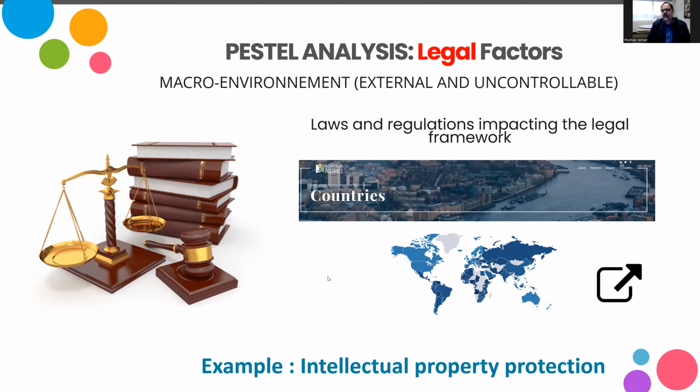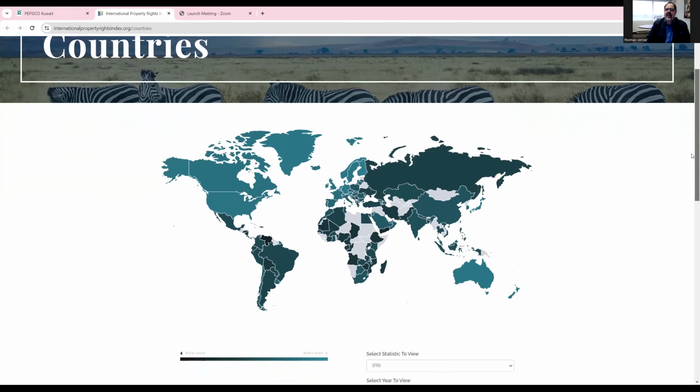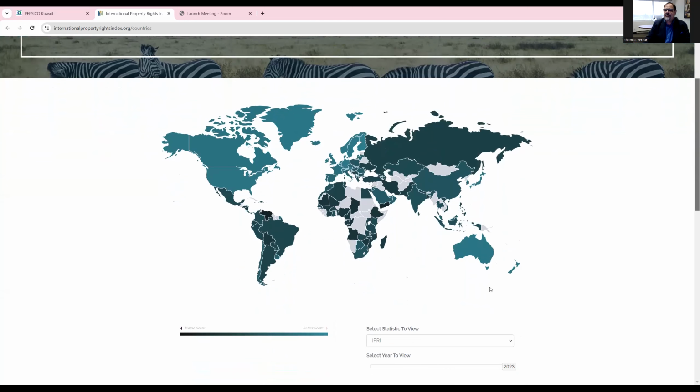So let me stop sharing, and I'm going to share this link with you. You're going to see it's kind of an interactive map. Let me just stop sharing that for one quick second, and let me open up this map here. There we go. Okay, so if you click through this link, what you're going to find is the Property Rights Alliance 2023 Property Rights Index. And it's very interactive, right? So you can just click on this.